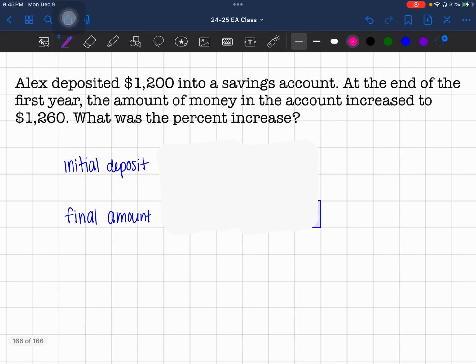All right. The last one to try on your own. Alex deposited $1,200 into a saving account. At the end of the first year, the amount of money in the account increased to $1,260. What was the percent increase? Okay. So pause this video and see if you can draw the model that you'll use to solve.